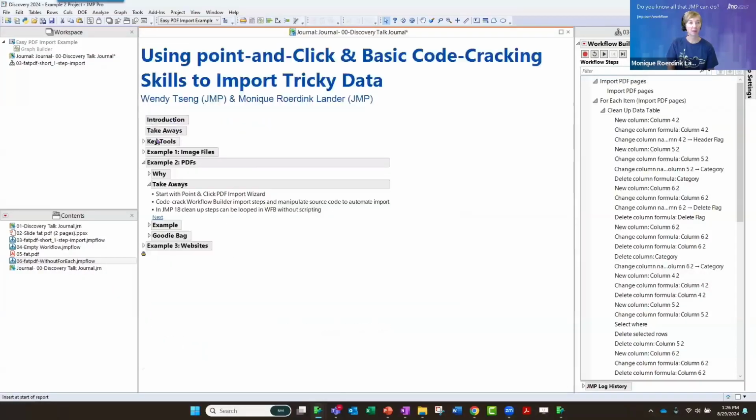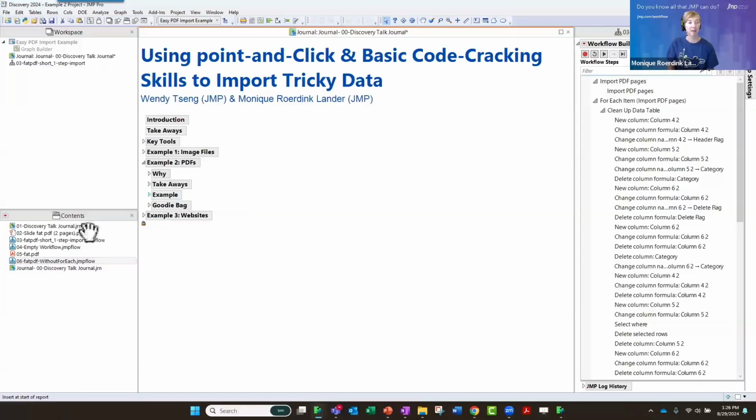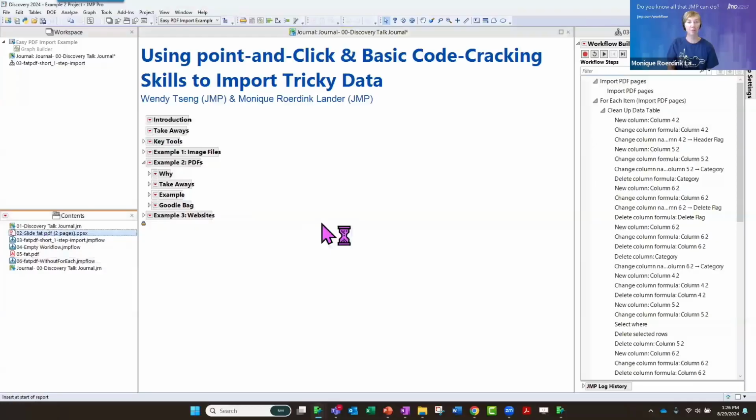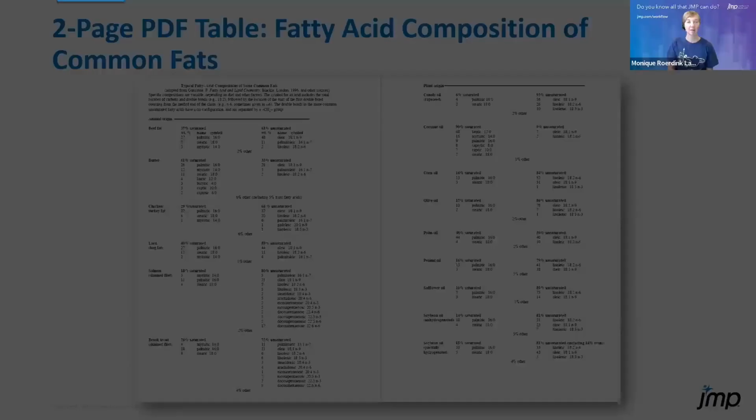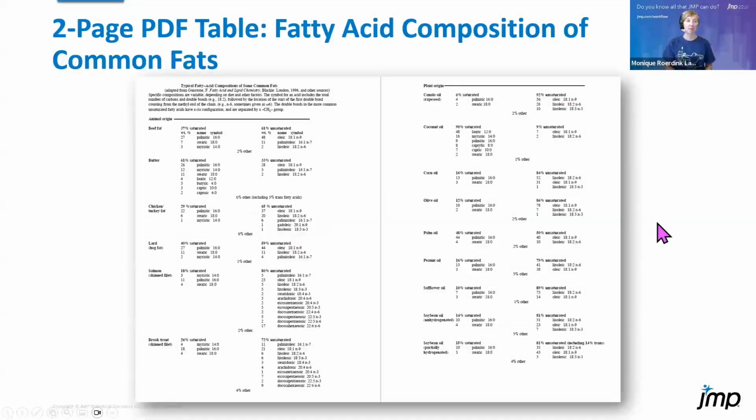All right, let me close this off here. To start, I will first introduce the PDF that we're going to work with. So let me open that up. Here it is. We're going to look at this example, which is a 2-page PDF file. And it's listing the fatty acid composition of common fats. On page 1, it's listing composition for animal origin fats, and on page 2, it's listing that for plant-derived fats and oils.